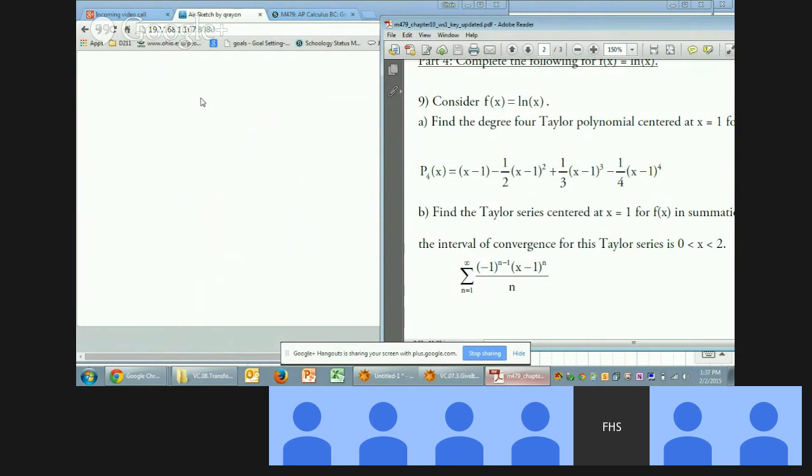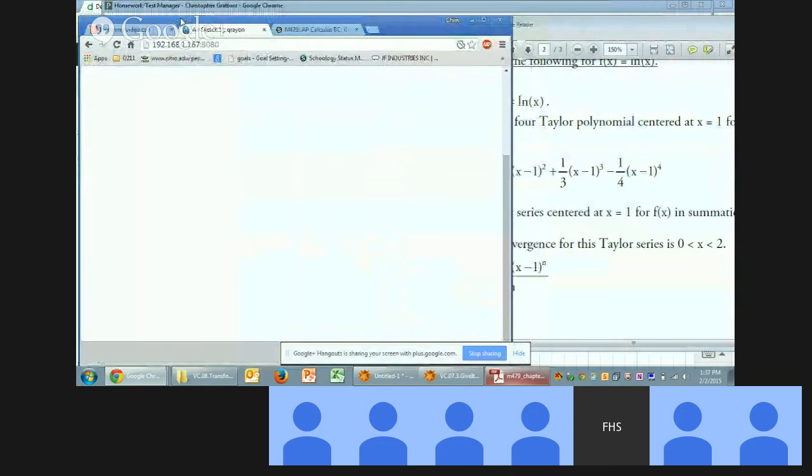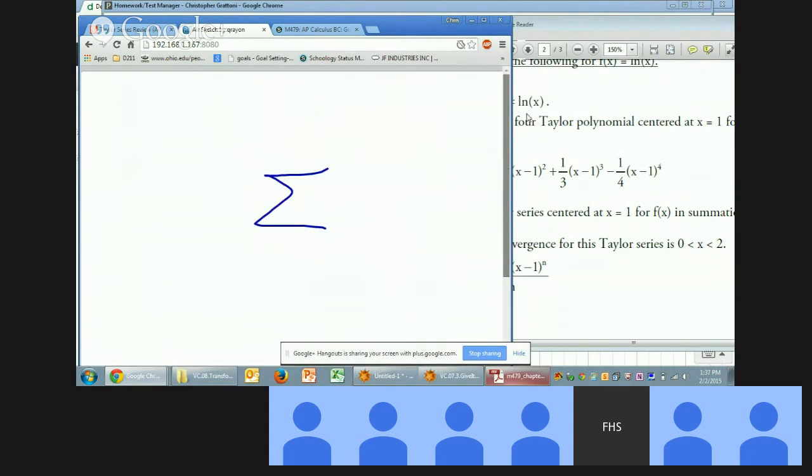uh-oh. Let's see, why is this not showing up? Oh, good, it is working now. So anyway, you use this formula. I just wrote another sigma symbol, it's not showing up. Oh, just scroll up. That's what it is.